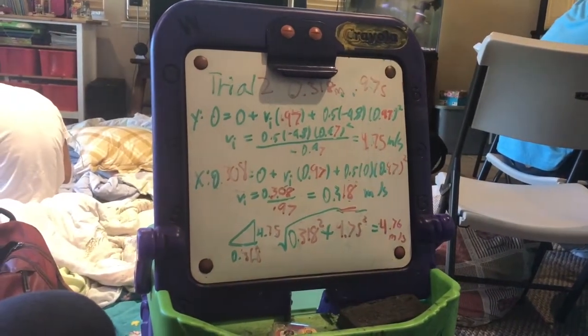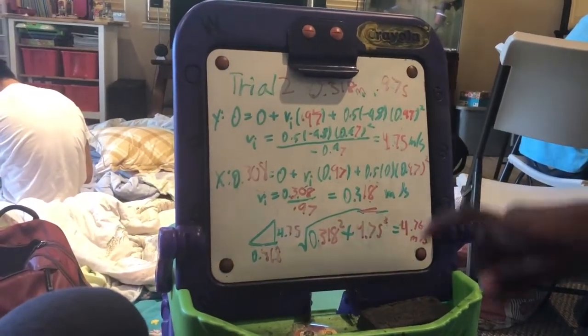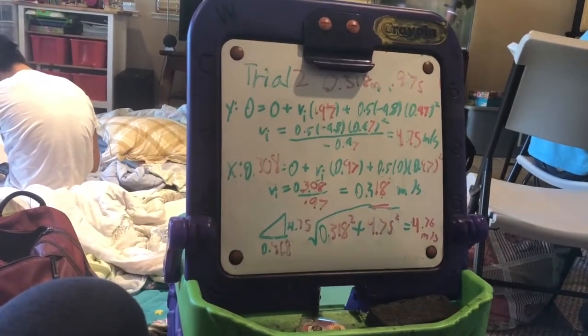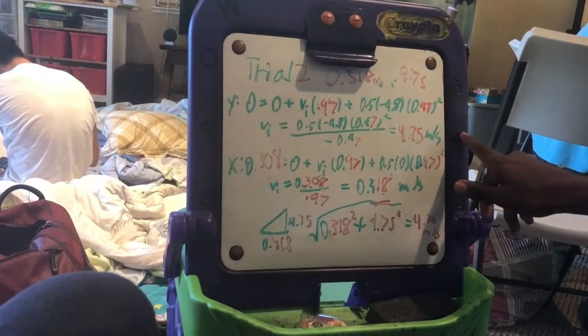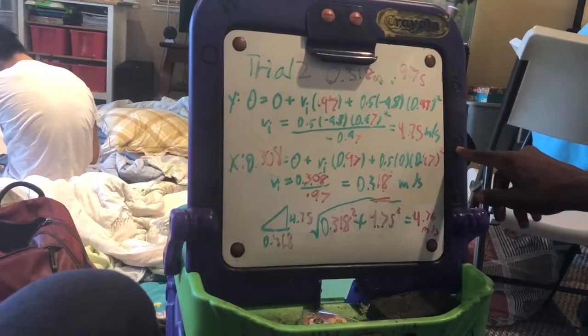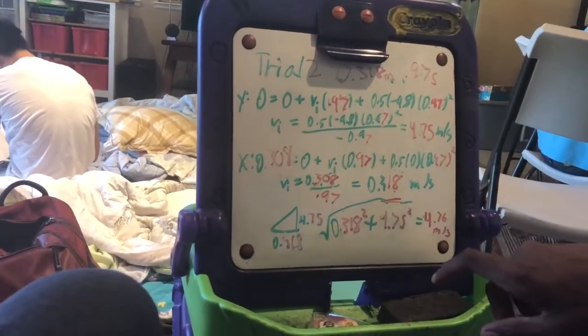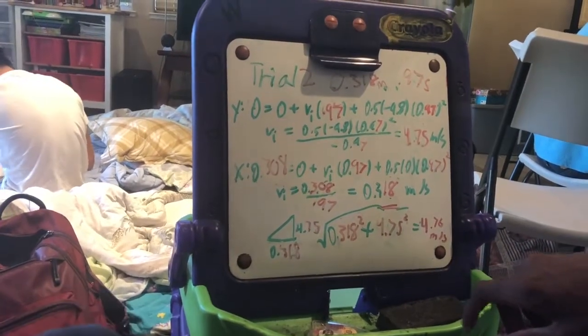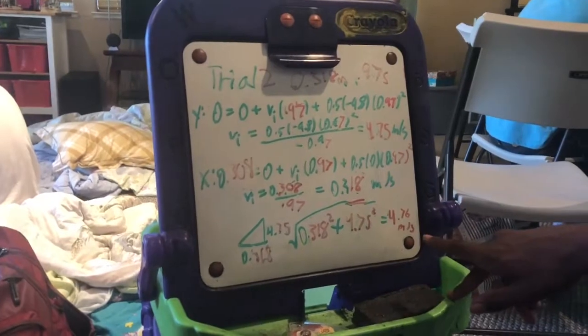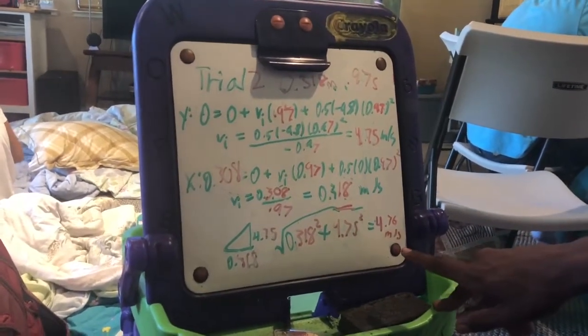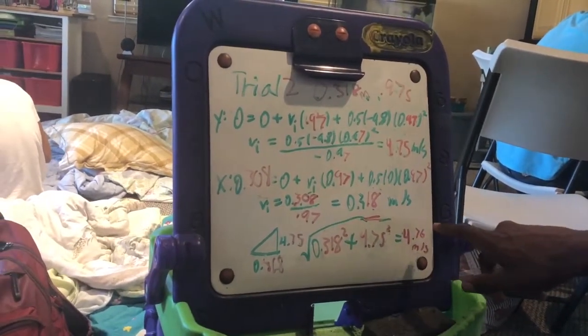For the second trial, the total distance the marble went was 0.381 meters in 0.97 seconds. To find the initial Y velocity, we had a displacement of 0 because we didn't account for the height of the cannon. The time was 0.97 seconds, and we solved for initial velocity and got 4.75 meters per second. Then for the X initial velocity, the displacement would be 0.308 meters, which is horizontal, and the time would still be 0.97 seconds. We solved for that and got 0.318 meters per second for our velocity.